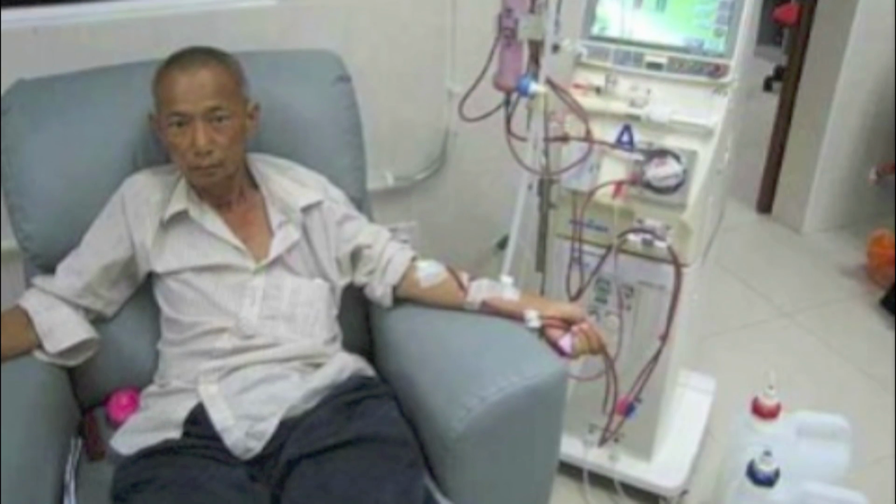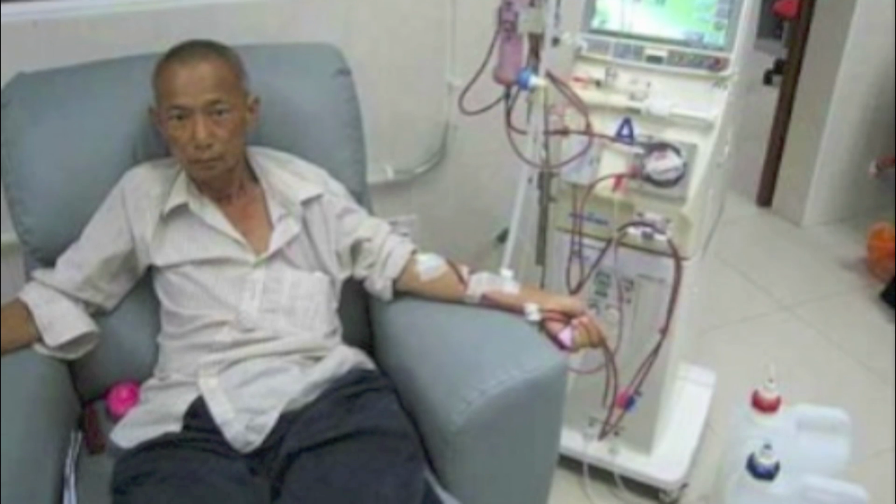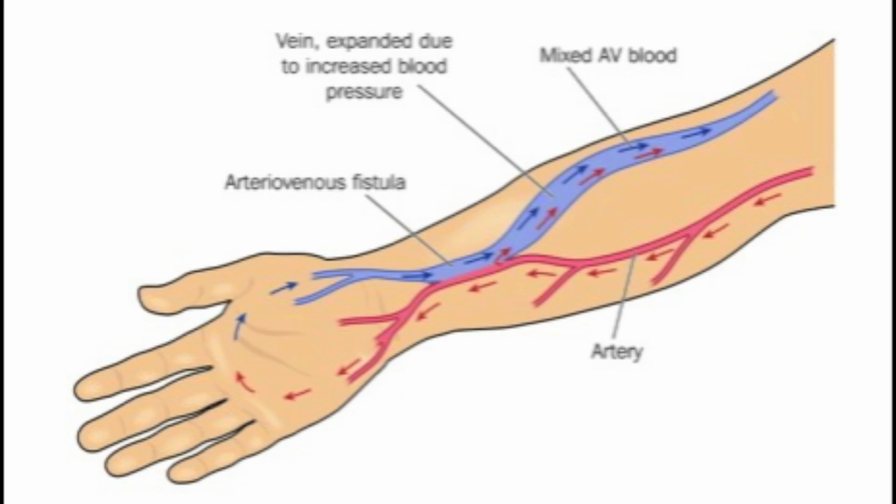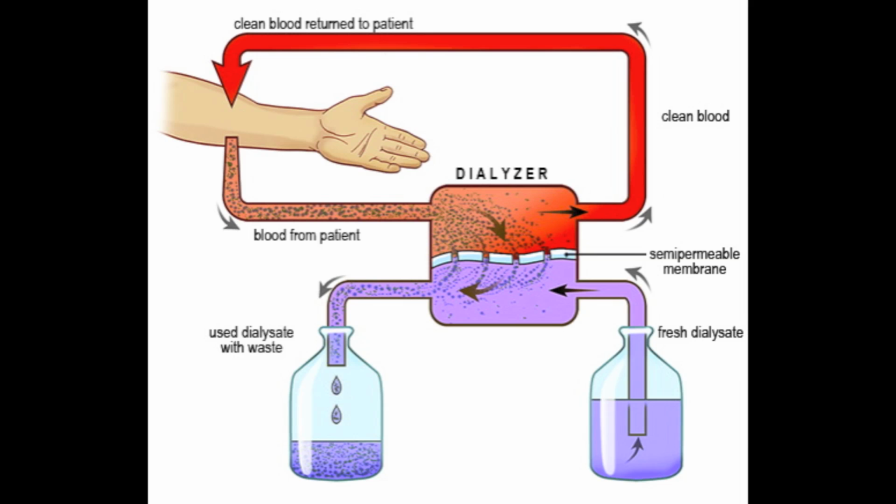In hemodialysis, a dialysis machine is hooked up to the patient. To access the blood, a fistula is made by joining a vein and an artery. The blood is drained from the patient into the machine, which uses a semi-permeable membrane to filter waste and excess fluid from the blood. The blood is then returned to the body.